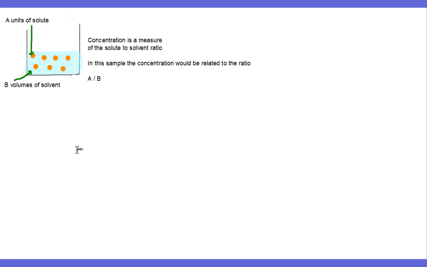First of all, if you've ever got a solution, you've got a certain solute dissolved in a solvent. And concentration is just a measure of the solute to solvent ratio. And so in this sample, if we've got A units of solute and B volumes of solvent, the concentration will be related to this ratio A to B, the solute to solvent ratio. Now you can change concentrations.